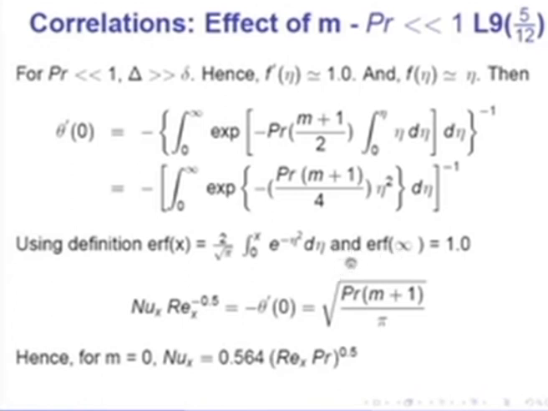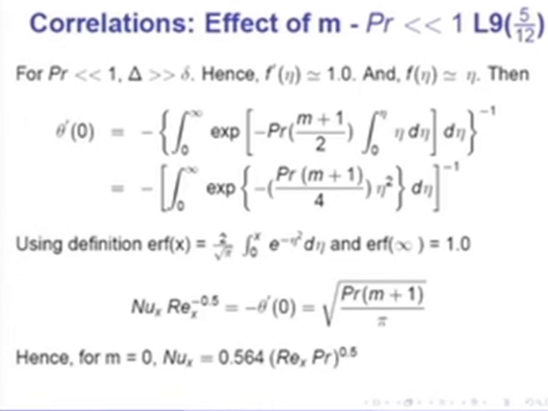Then you will see and note that erf of infinity is equal to 1. So, it is very easy to show that Nu_x over Re_x to the half, which is minus theta prime 0, will simply be equal to Prandtl to the m plus 1 by pi, and that is what you see. Again, for m equal to 0, this becomes simply Prandtl to the half divided by root pi, and as a result 0.564 Re_x and Prandtl to the half.